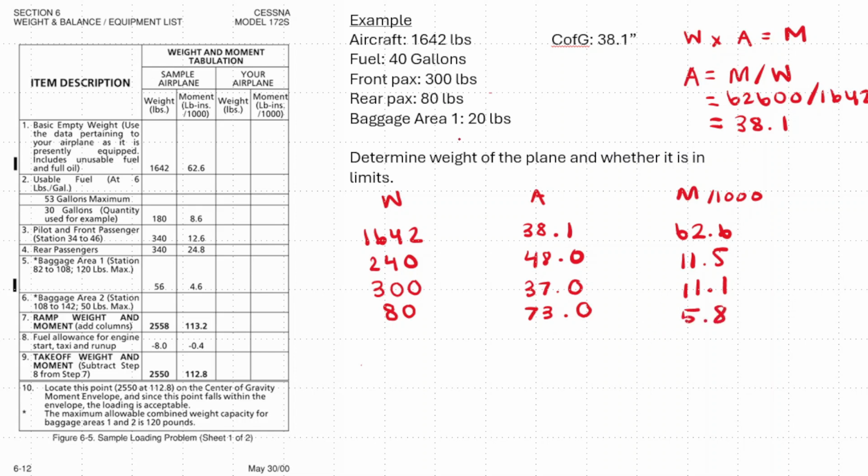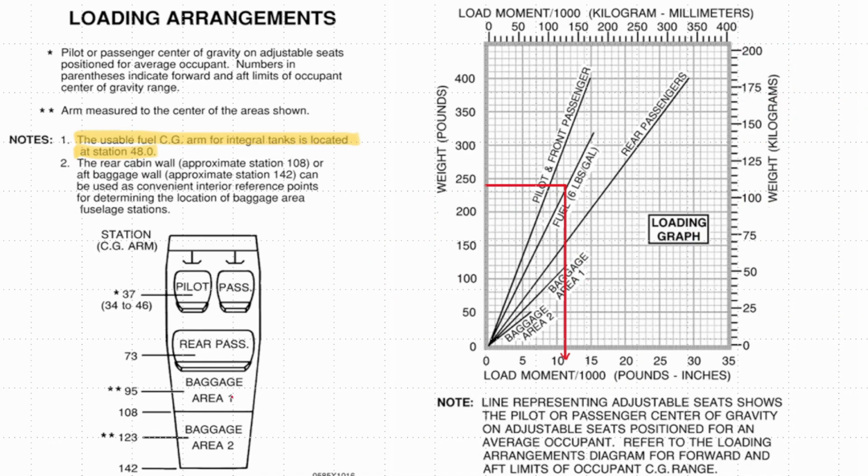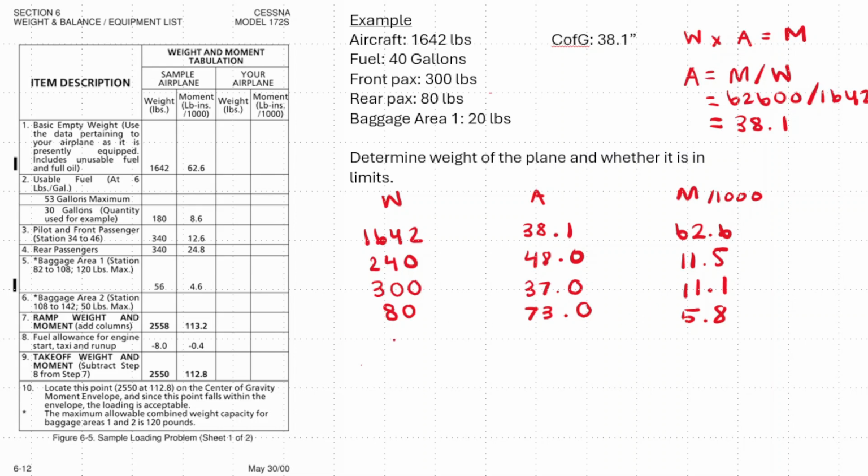And finally, our last piece of information is the baggage area. We have 20 pounds in that compartment. But this is baggage area 1. So we want to take the arm here, not the arm here, right? Because this is baggage area 2. So we know that baggage area 1 has an arm of 95. So we'll write down our weight again, right? 20 pounds. And we know that the arm is 95. And then when we multiply those two and divide by 1,000, you'll get 1.9.